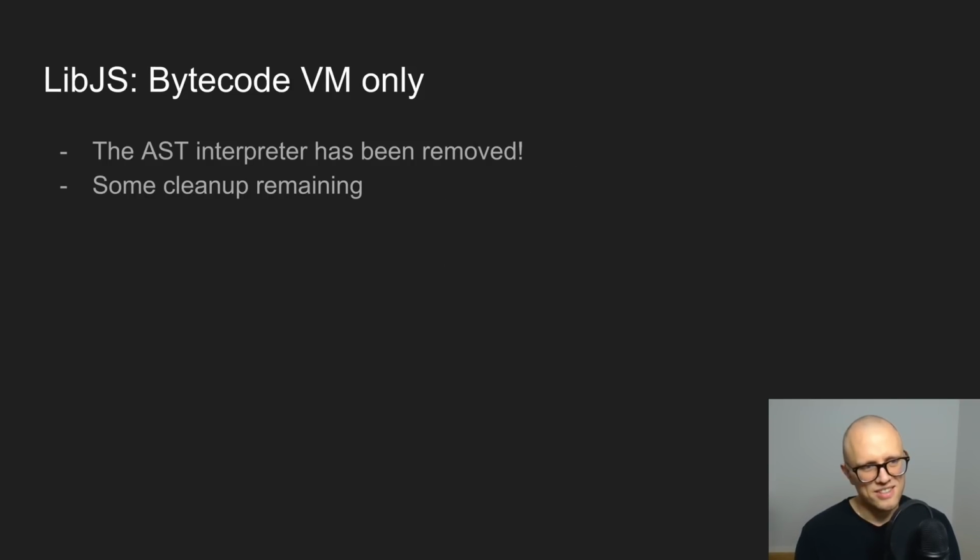Next, let's talk about LibJS. In the last couple of months, we've been moving away from the AST tree walk interpreter, and I'm happy to report that it is now completely removed, and we are a bytecode VM only. There are still a bunch of cleanups that we can do, just because we don't have to deal with multiple interpreters anymore. So some of that work remains, but it has been a very, very nice thing to simplify and streamline the engine around this.